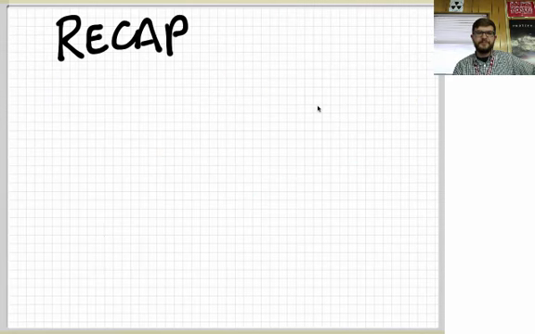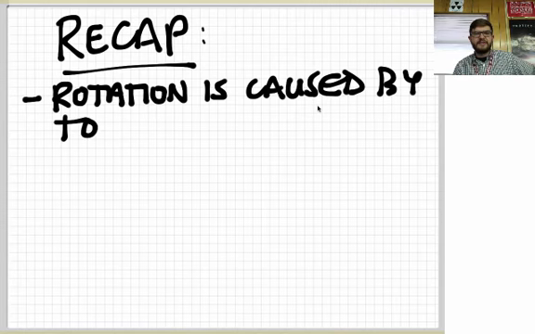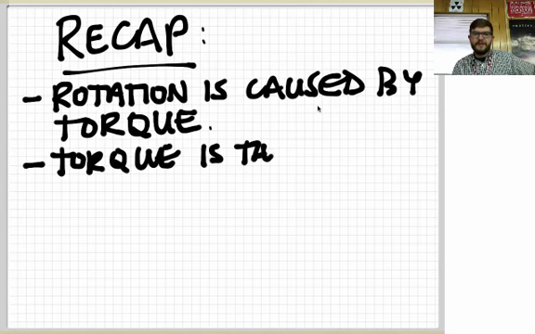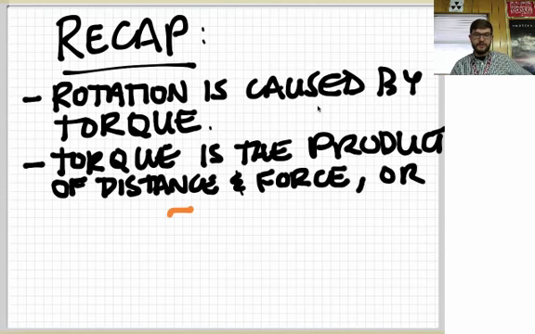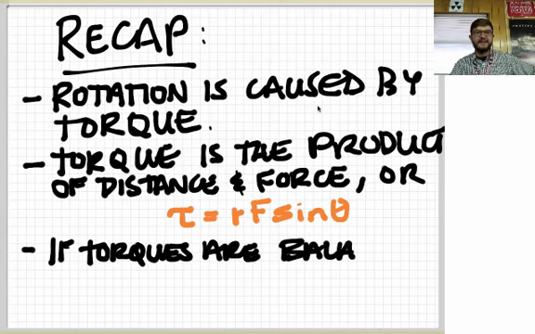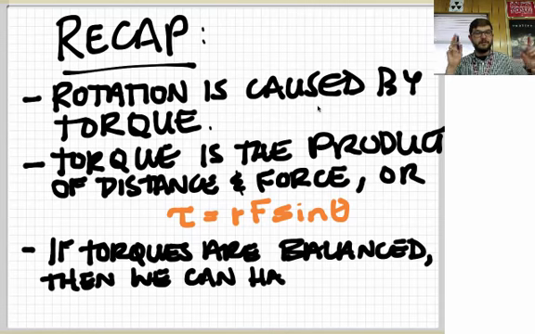Let's recap really quick. First, rotation is caused by something called torque. Second, torque is the product of how far you are, the distance, and the force that you're applying. Mathematically, we use tau equals R F times the sine of theta. And lastly, if the torques are balanced, then we have achieved what we call equilibrium.